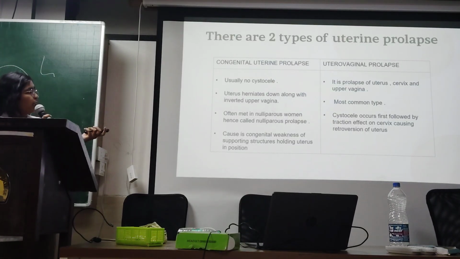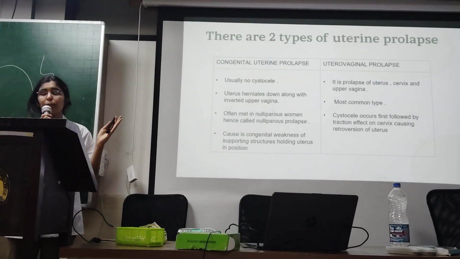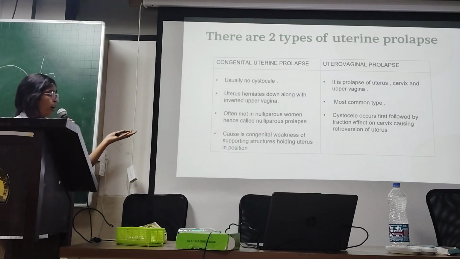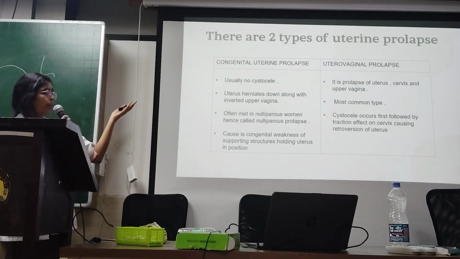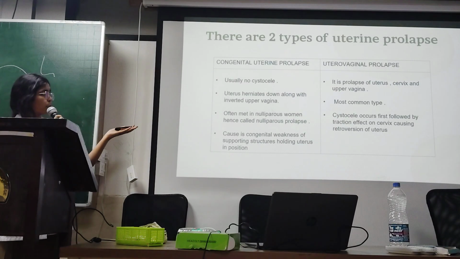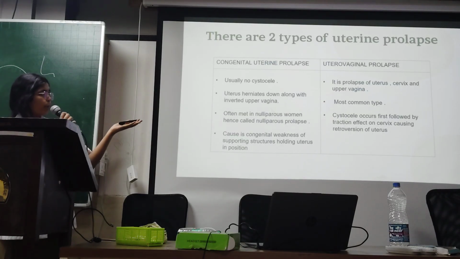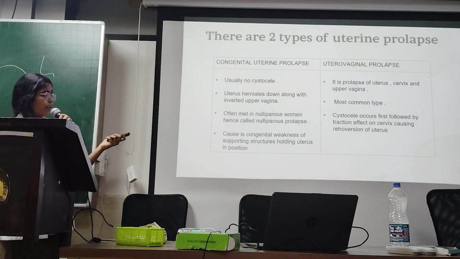There are 2 types of uterine prolapse, congenital uterine prolapse and uterovaginal prolapse. Congenital uterine prolapse is also known as nulliparous prolapse because it is present in nulliparous women. Of course, it is going to be because it is congenital. It is not associated with cystocele and it is due to the congenital weakening of the supports. The uterovaginal prolapse is more common, and the cystocele occurs first, followed by the traction effect on the cervix causing the retroversion of the uterus.